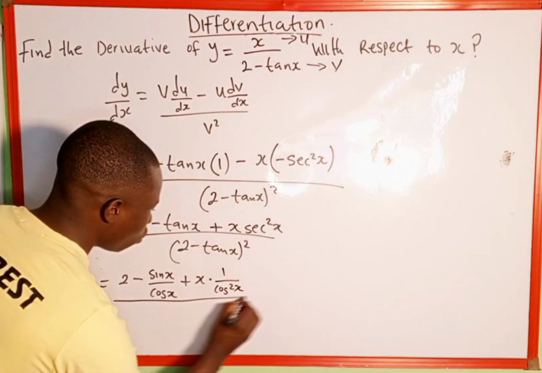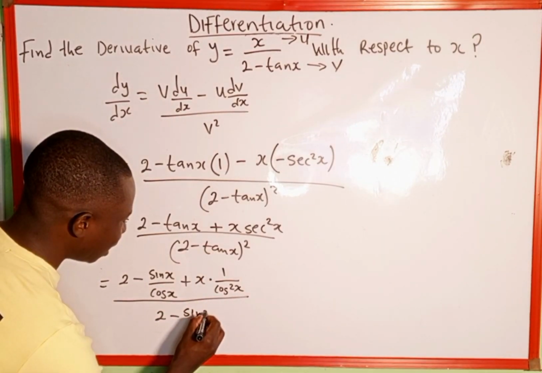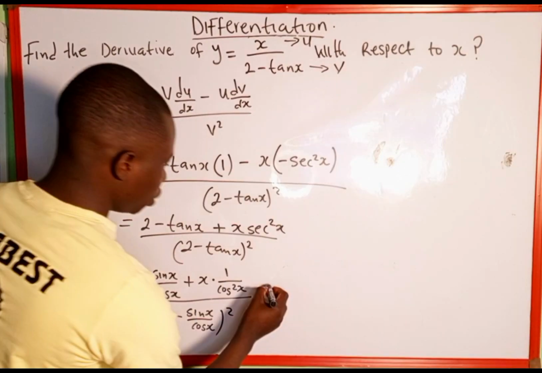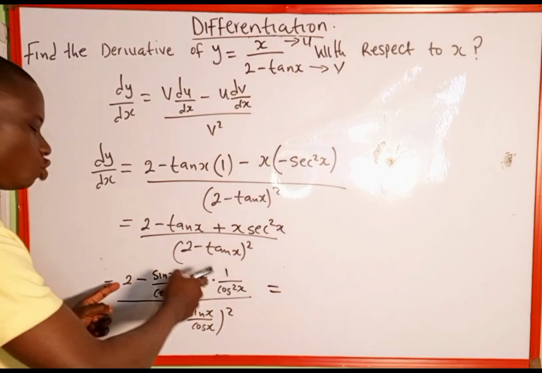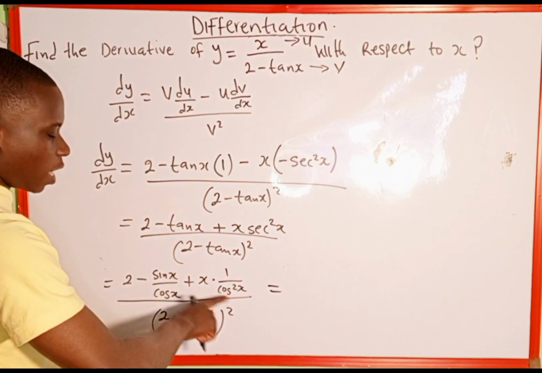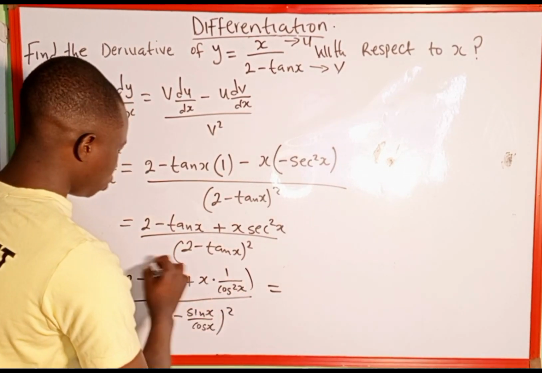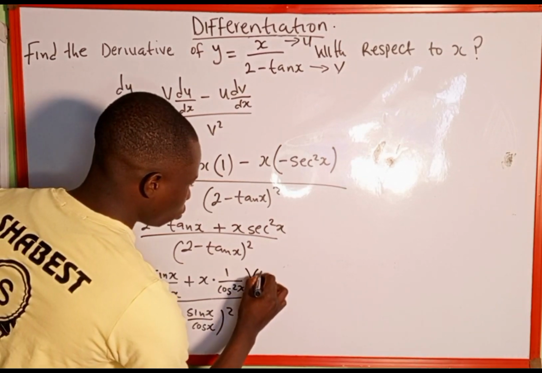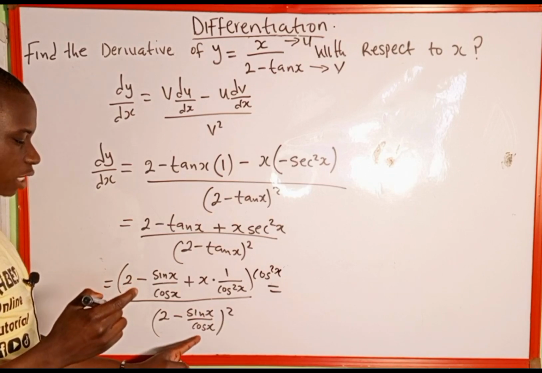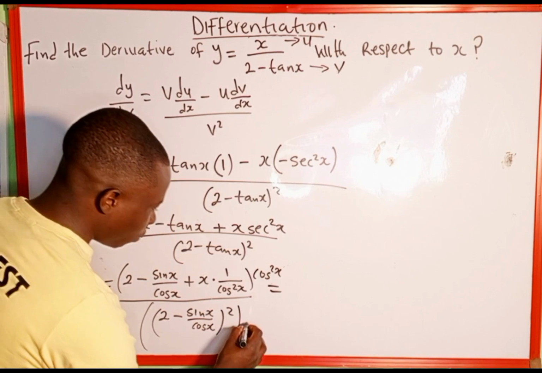Then everything all over 2 minus tan x here is the same as sin x all over cosine x, then all square. This is going to be equal to, then in this numerator, we're going to multiply through by the LCM. We have cos x here and cos square x in the denominator. What is the LCM? The LCM is going to be cos square x. So we multiply through by what? Cosine square x. And here we have 2 minus sin x over cos x. So the LCM here is sin x.